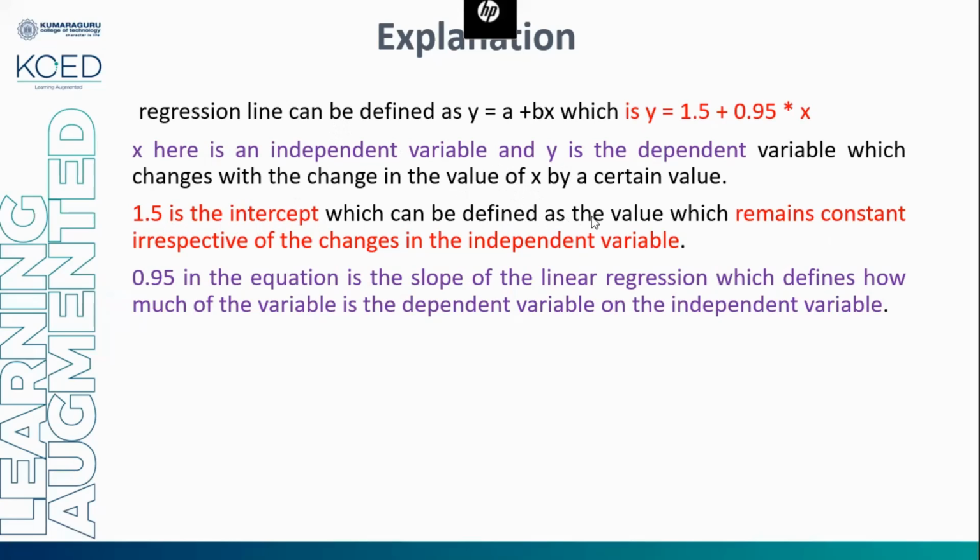1.5 is the intercept, which can be defined as a value which remains constant irrespective of changes in the independent variable. 0.95 is the slope of the linear regression, which defines how much the dependent variable depends on the independent variable.